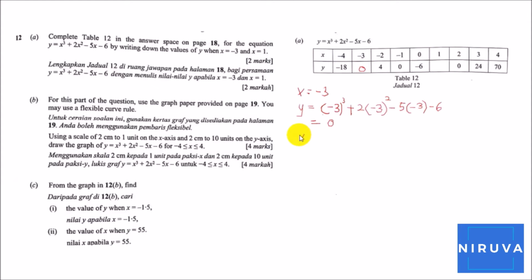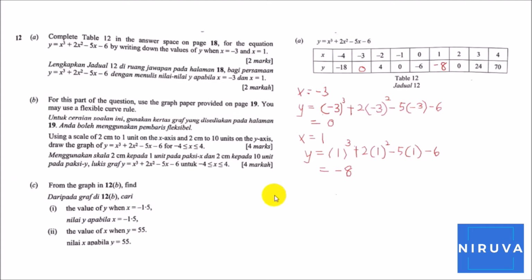And then when x is equal to 1, substitute: 1 cubed plus 2 times 1 squared minus 5 times 1 minus 6, which is equal to negative 8. So y is equal to negative 8. Okay, so that completes 12a. Okay, B, for this part of the question, use graph paper.